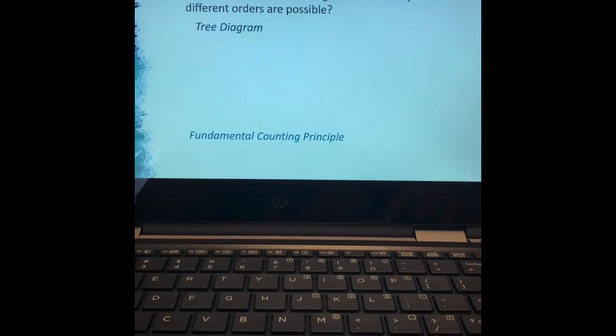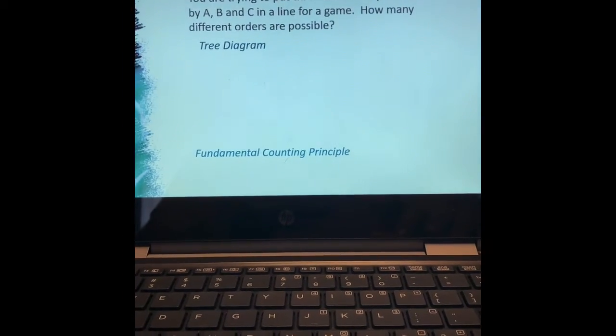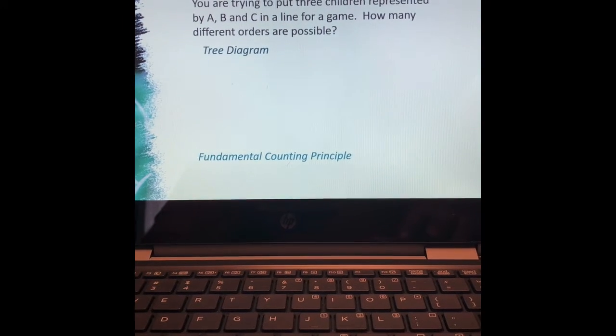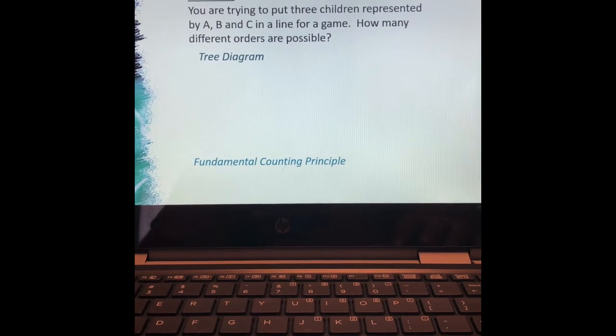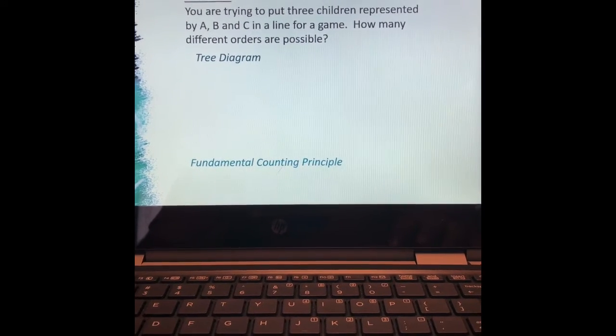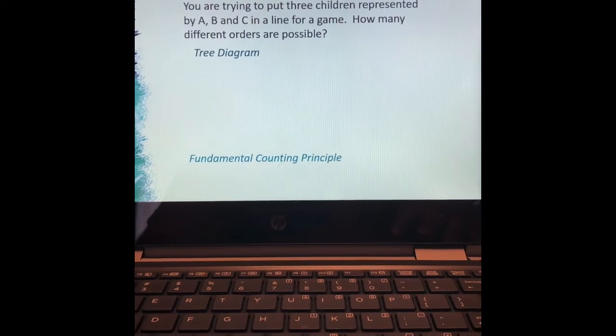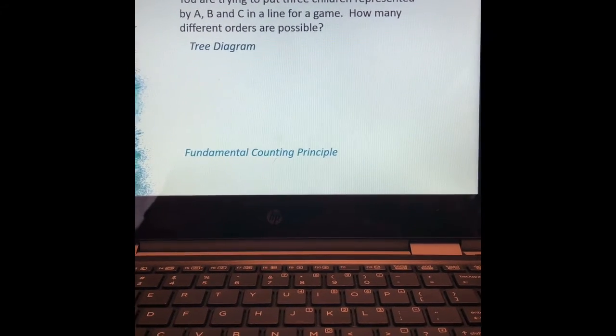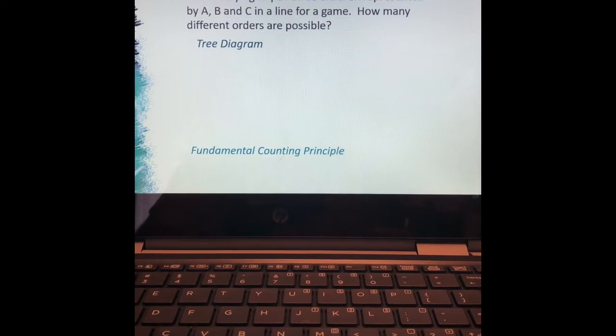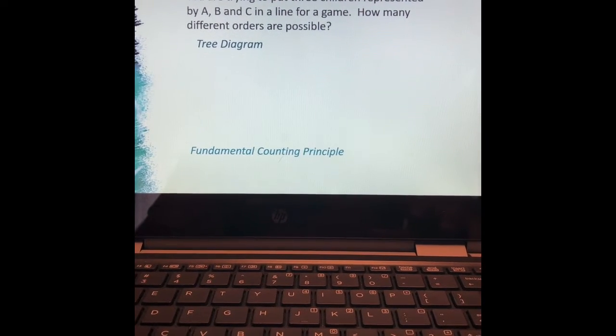Okay, the reason why factorials is combined is that factorials are very similar. They're actually just a shortcut for solving a lot of these fundamental counting principle kind of questions. So in the first question here, you've got A, B, and C as 3 children. So they don't have names, just letters assigned to them, A, B, and C. How many ways could you order them?